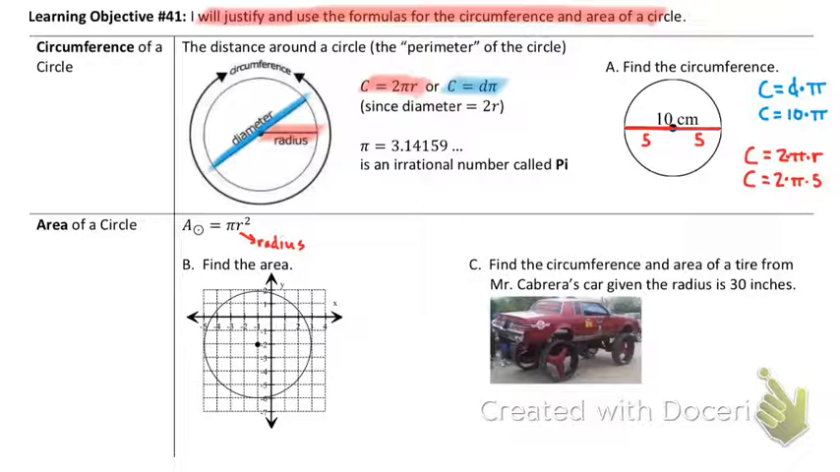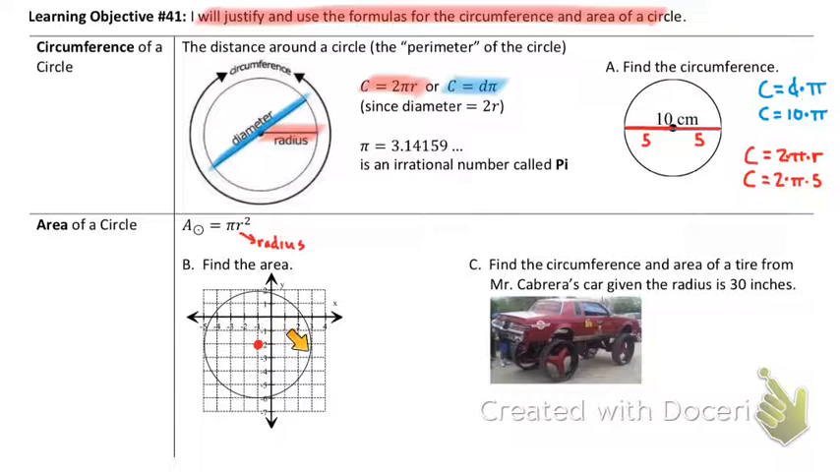So in order to find the area of this circle, I need to find the radius. So to find the radius, let's first find the center. So this red dot represents the center, and the definition of radius is, if you look above, the distance from the center to the edge of the circle. So from the center to any edge of the circle.